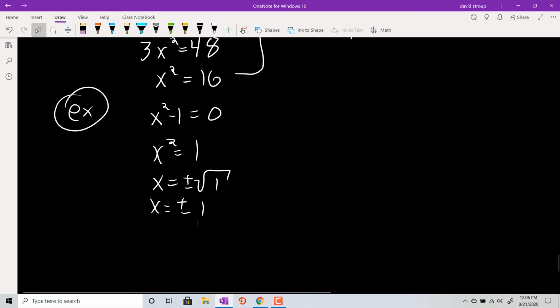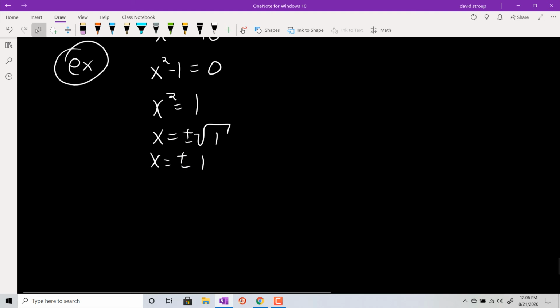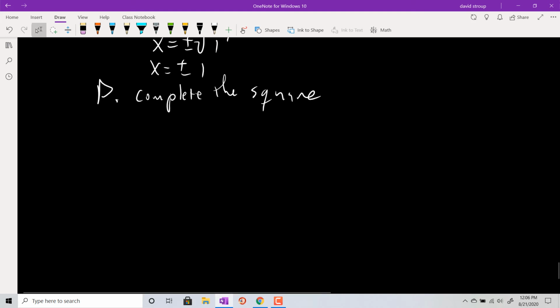Another thing is it kind of leads into the next technique that you may use, but it's kind of harder to remember. It's called completing the square. Okay, so let's look at some examples of doing this. What do we have? x squared minus 6x minus 11 is 0.